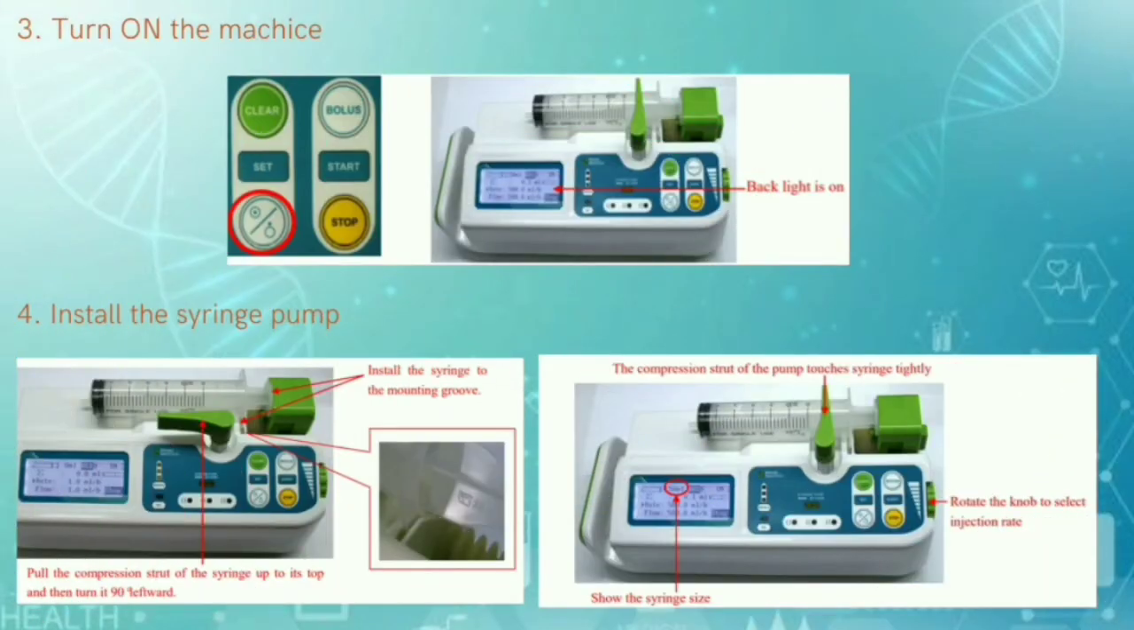Third step is press power key to turn on the machine. When we connected AC power supply correctly, the power indicator lights will be on. Fourth step is install the syringe pump. After the installation of the machine, remove the air bubbles in the syringe and check the other components.